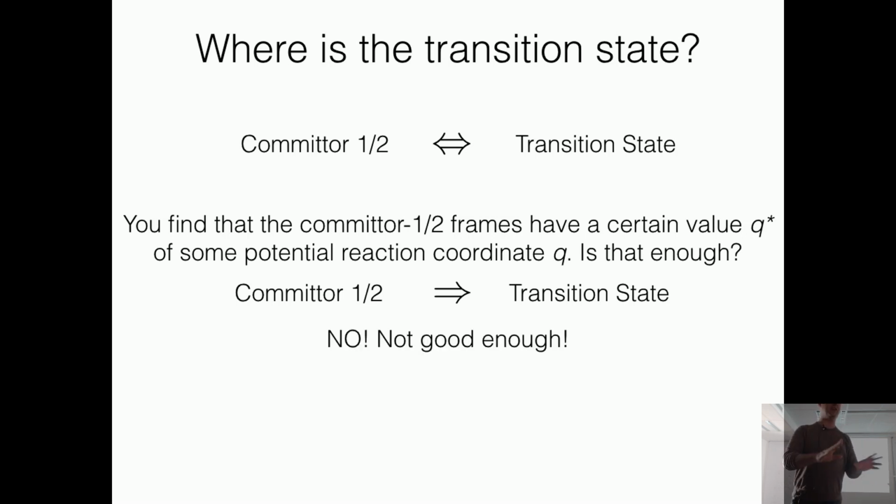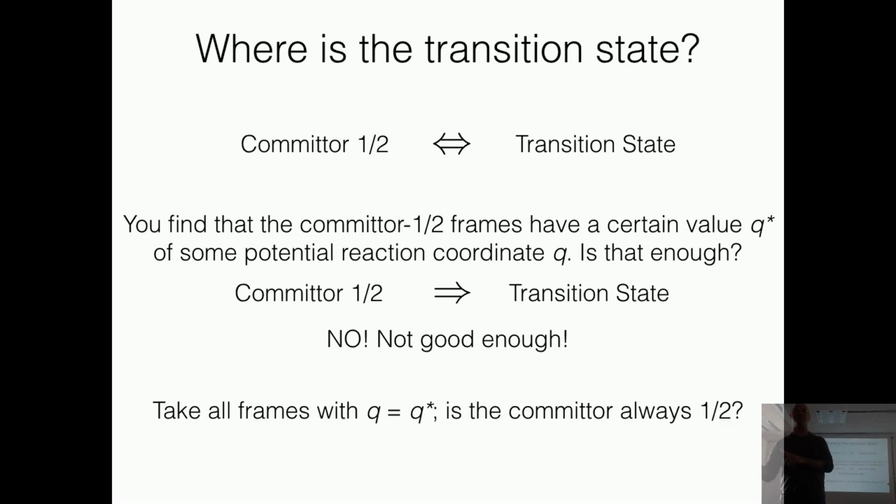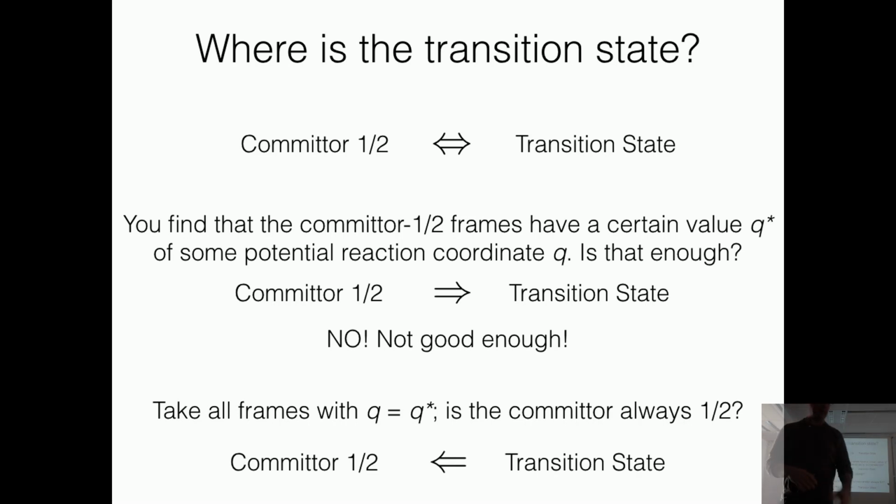This is something that's often done incorrectly in the literature, so this is why I like to emphasize this. So I've only proven one arrow. I need to prove the arrow going the other way. I need to say that everything where q is equal to q star is also close to a committor of 1/2. And so that gives me the other arrow there.